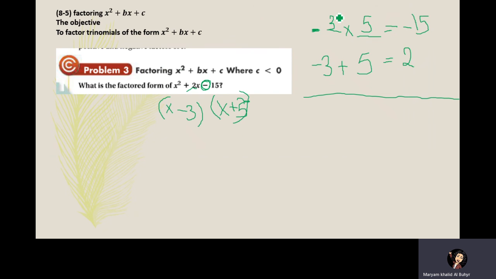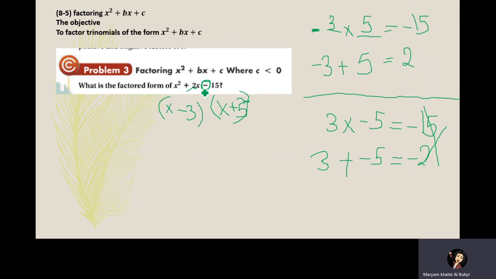Another girl said, Miss, what about if I say 3 times negative 5? Will this be correct? It is yes for multiplication. What about the addition? The answer is no, because once you have different signs, remember the sign rule: different sign, subtract, take the larger. So once we subtract, we will have 2, but the larger sign is negative, so that is wrong.